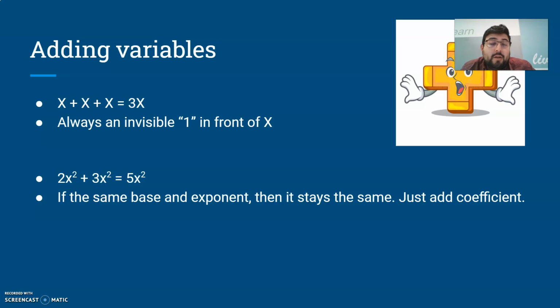So if you have an equation like 2x squared plus 3x squared, that would just equal 5x squared. You're not doing anything to the powers, nothing to the exponents. You're just keeping it the same. You're only adding the coefficients. All right.